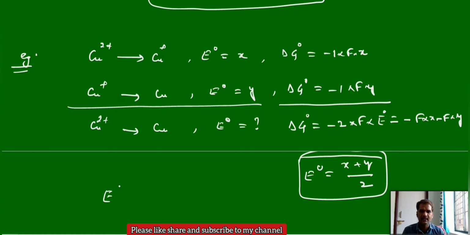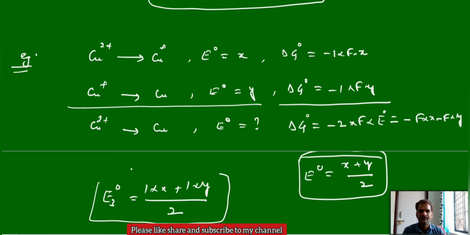Final E naught 3 is equal to N1 E1 plus N2 E2 by N3. N1 means the number of electrons involved here, 1, into X. N2 is the number of electrons involved in this, into Y, divided by N3, which is 2. You can use the formula directly or by the additive law. You can calculate the third cell EMF values where two different oxidation states are involved.